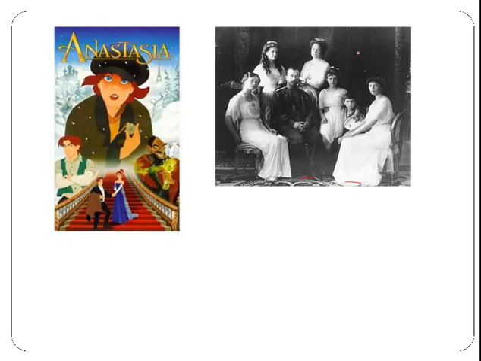So they had mostly daughters, and this one's Anastasia. They did have one little boy. I think his name was Alexei. And Alexei, this little boy, had hemophilia. And hemophilia is a blood disorder where your blood doesn't clot.